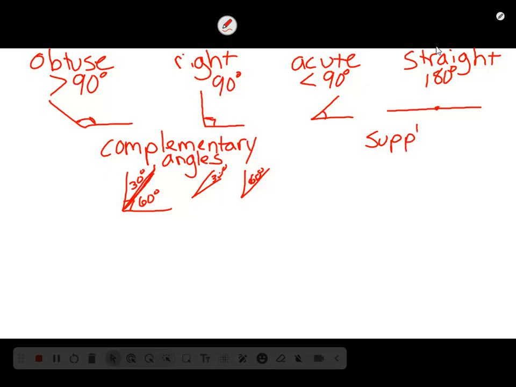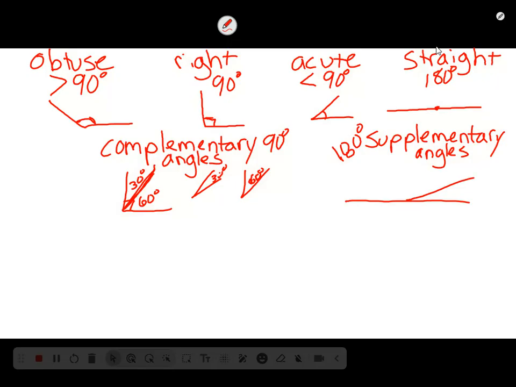Any guess what supplementary angles equal? Robbie? 180 degrees. So complementary equals 90 degrees. Supplementary angles, when we add them together, equal 180 degrees. So sometimes you'll see them on a line, sometimes they'll be separated, but if your two angles equal 180 degrees, they are supplementary.